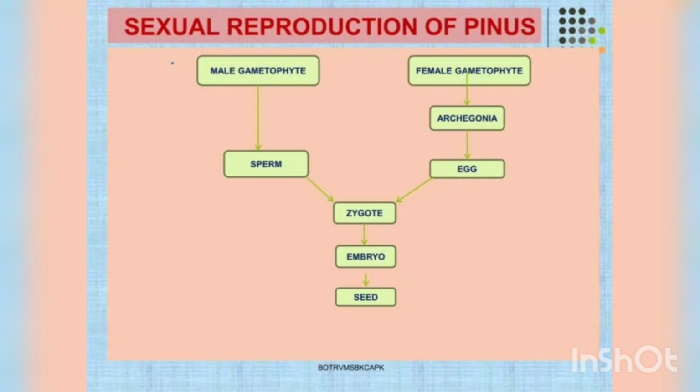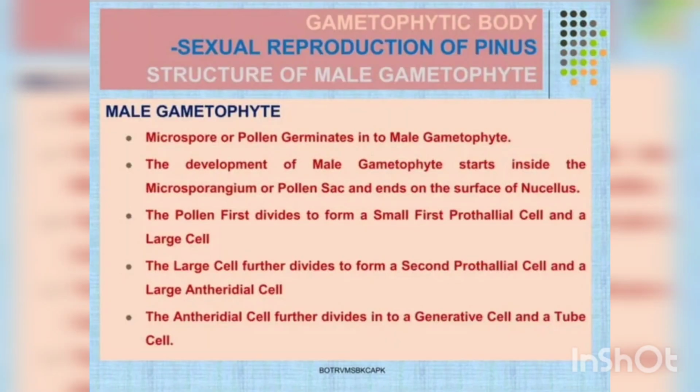So coming to the sexual reproduction of the Pinus, the Pinus produces the male strobilus, which produces the male cone from which the pollen grains are produced, and the pollen grains constitute the sperm. The female strobilus bears the ovule or the archegonia, which bears the egg. Both these fuse together to form the zygote, which grows into the embryo and then into the Pinus plant.